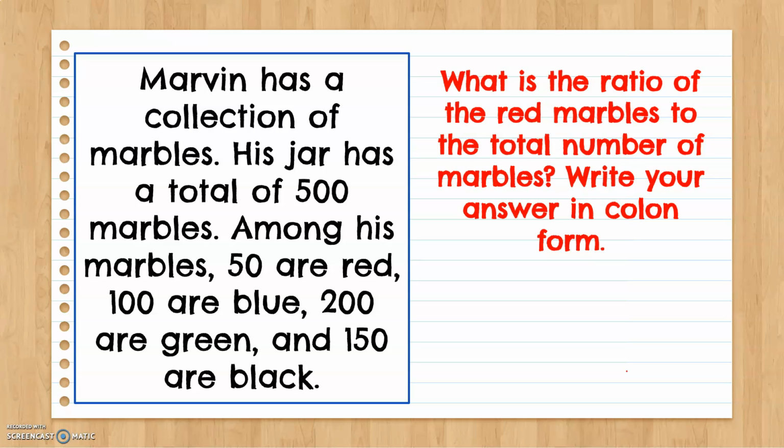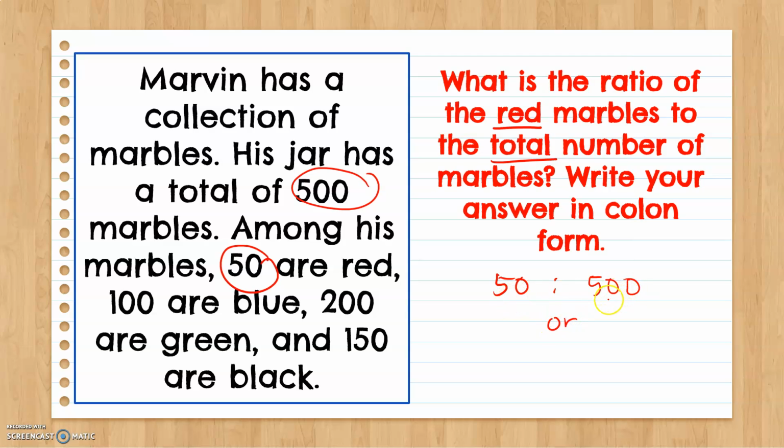Again, given the same scenario, this time we are asked for the ratio of the red marbles to the total number of marbles. And this time we'll write our answer in column form. It's given that the number of red marbles is 50 and the total number of marbles in the jar is 500. So if we write it in column form, that will be 50 colon 500.